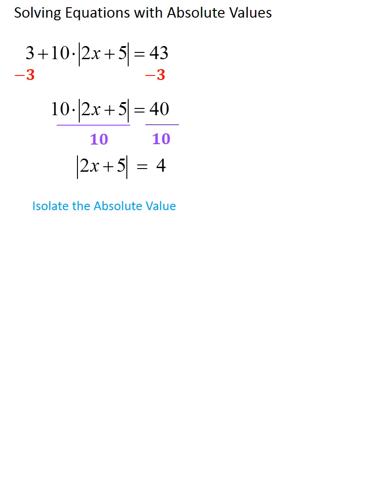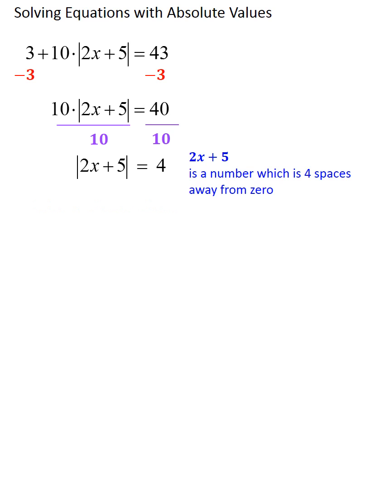When I see that statement, I think x is some number. 2 times x plus 5 is some other number. And the distance away from 0 of that number is 4. So if we interpret that statement this way, it'll be clear how we can set up an equation and solve it. So here's 0, and something is 4 spaces away from 0.